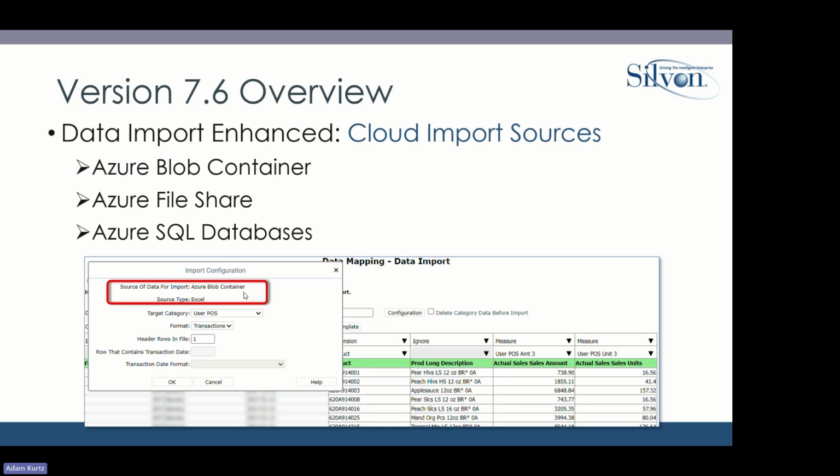Again, using these different types of options that are available. And as you can see, we're actually importing an Excel file that's coming from the cloud source, an Azure blob container. So whether it's on premise, or an Excel file on the cloud, you have that option to decide where you're going to source that data from.